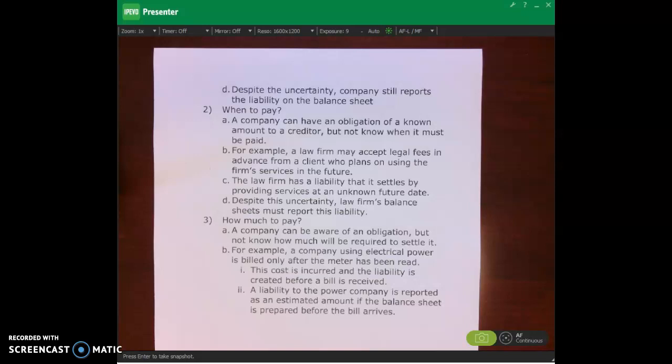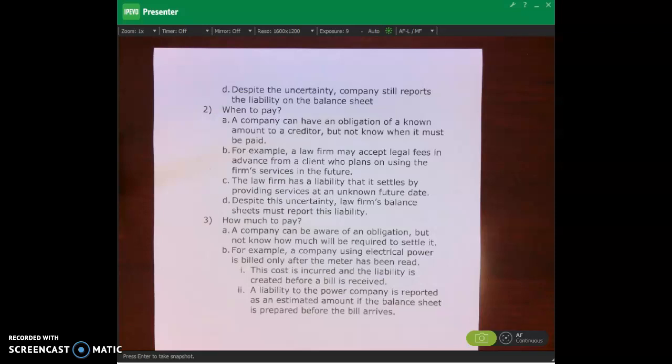Okay? Does that mean that the law firm would not show this as unearned revenue? No, they still have that liability, unearned revenue. It's just that we don't know when the client's going to need help. Year 1 or year 2? I don't know. Depends on when they do something stupid and need our help. Okay? So there's some uncertainty on when to pay.